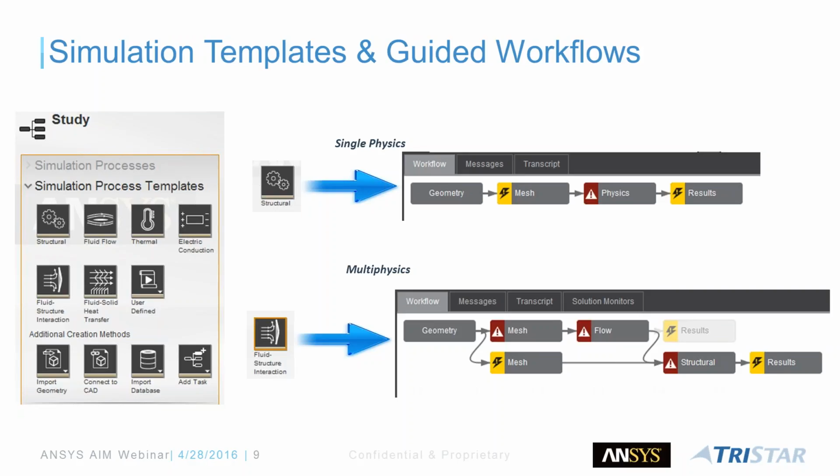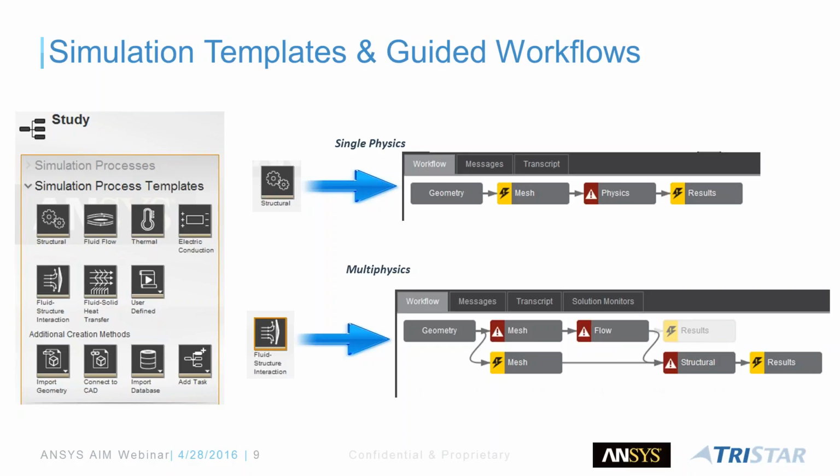Now, if I were to select a fluid structure interaction template, which is more on the multi-physics side, other than picking the geometry and doing the mesh, it requires two paths, as you can see there, where information has to go from the fluid analysis, based on your boundary conditions. It's going to solve for the fluid flow, and then it's going to export the results into structural, and then it's also going to do the structural analysis.